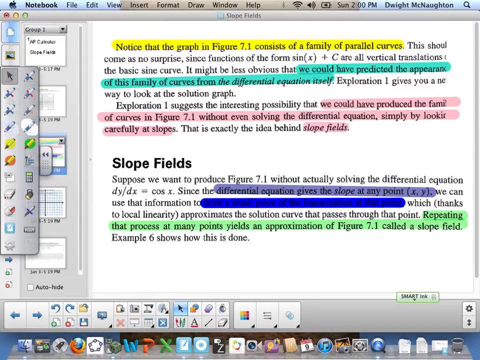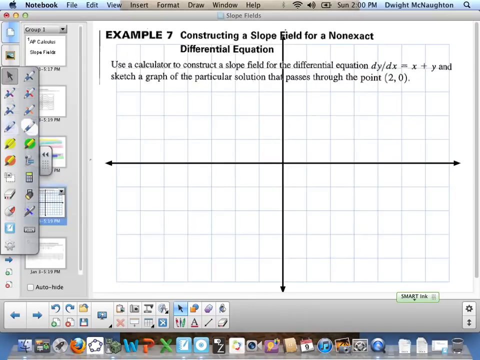So for example, we have the differential equation dy/dx equals x plus y. Let's sketch a graph of this using slope fields. All right? It says to use a calculator to construct a slope field. I'm going to show you how to do it without, and then I'll show you a calculator program that you can download in class to draw these slope fields. So first off, our differential equation is dy/dx equals x plus y. And we need to sketch a graph of the particular solution that passes through the point (2, 0).